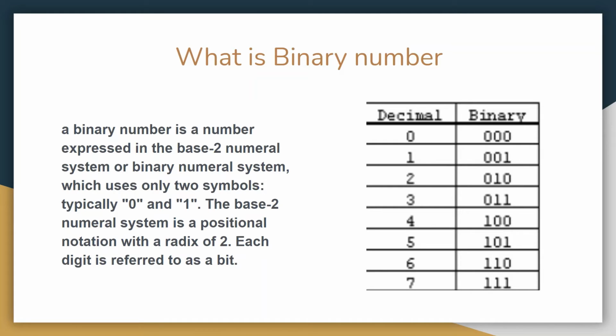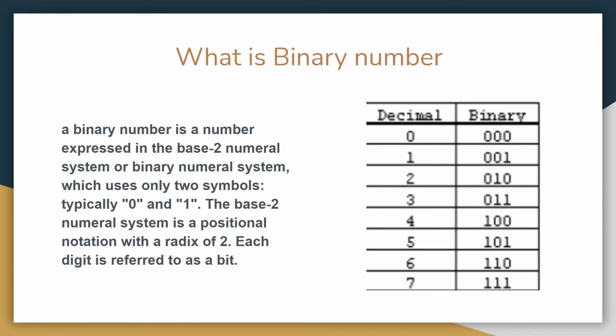It's also a positional number system. You can see this example. The decimal 0 is represented as 000 in binary. And 1 is represented as 001 in binary. The last two digits of binary are 0 and 1.